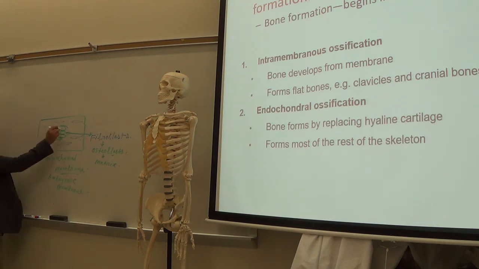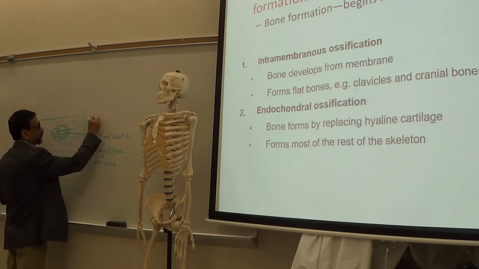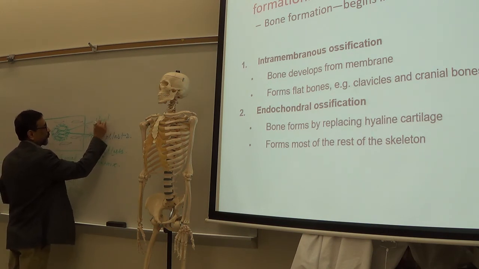And they will secrete matrix around them. Initially, this matrix is soft, like fluid, but gradually it becomes what? Hard, because you know that the matrix of the bone is very hard. That gives the hardness of the bone. So this matrix around the osteoblasts will become hard matrix, called the lamella.